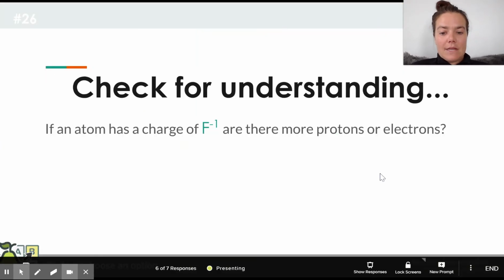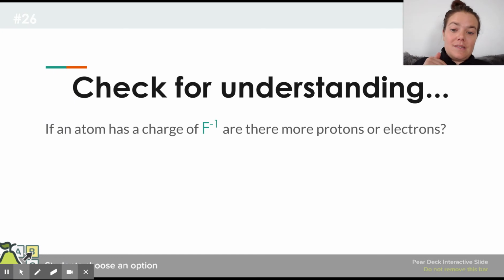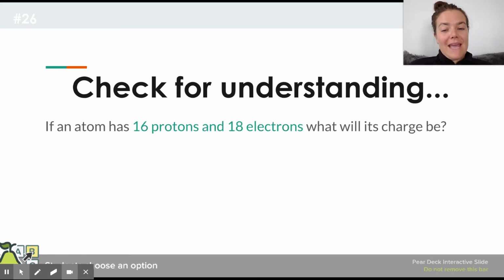So let's check for understanding. If this atom fluorine has a -1 charge, do you think there are more protons or electrons? There are more electrons. There's an imbalance towards the electrons because the electrons have negative charge. What about an atom if it has 16 protons and 18 electrons? What do you think its charge is going to be? There are 2 more electrons, or 2 more negative things, than the protons. So it would have a 2 minus, or negative 2, charge.